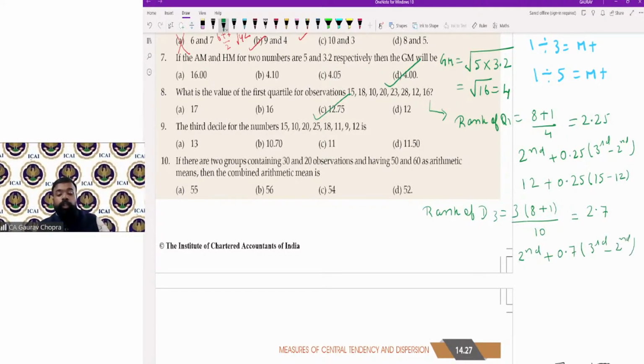So second rank plus 0.7 into third minus second. So what is the second observation in arranged series? If you see the arranged series, it will be 10 plus 0.7. Third value will be 11 and then minus 10. So what will be your answer? 10.7. Option number B.